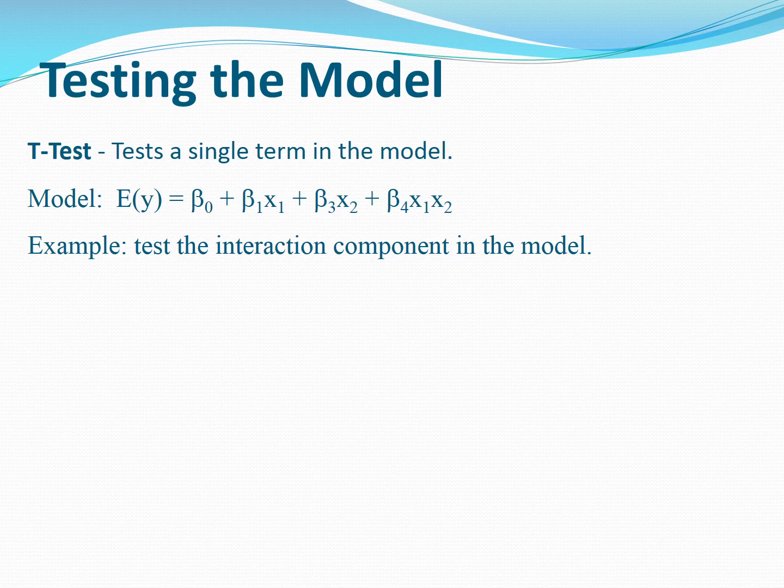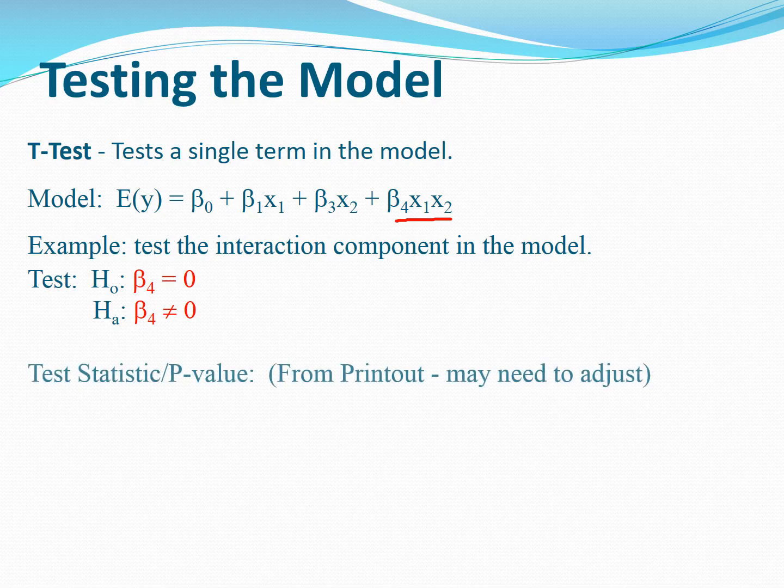And so in that slide where we had the testing the model of the partial F-test, let's say we made the conclusion that the reduced model was better, and now let's test the interaction component. Well, there's only one term that's an interaction component. There's only one piece that's an interaction. And so how do we test that? We do a t-test. Beta 4 is equal to 0 says that term doesn't work.